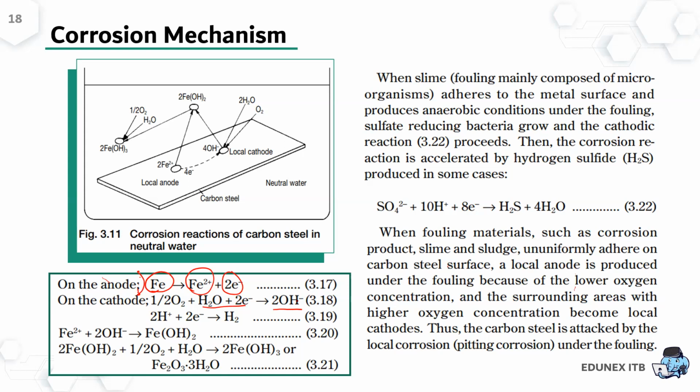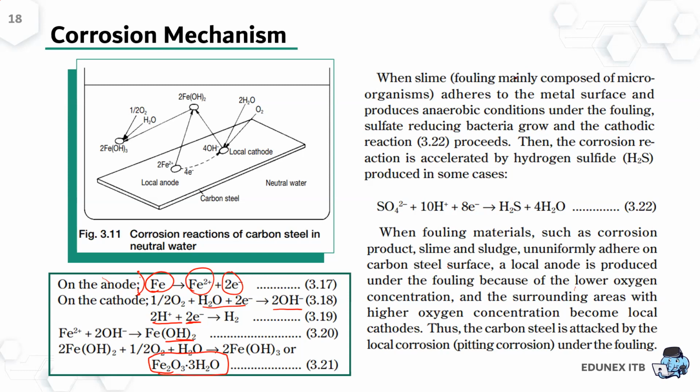On the cathode it's also possible to have a second reaction, where in acidic conditions the 2H+ will be converted to hydrogen gas by consuming two electrons. And in the overall reactions, the Fe2+ will react with the hydroxide ions to create iron hydroxide, and the iron hydroxide will react with oxygen and water to generate Fe3+, or iron oxide hydrate.